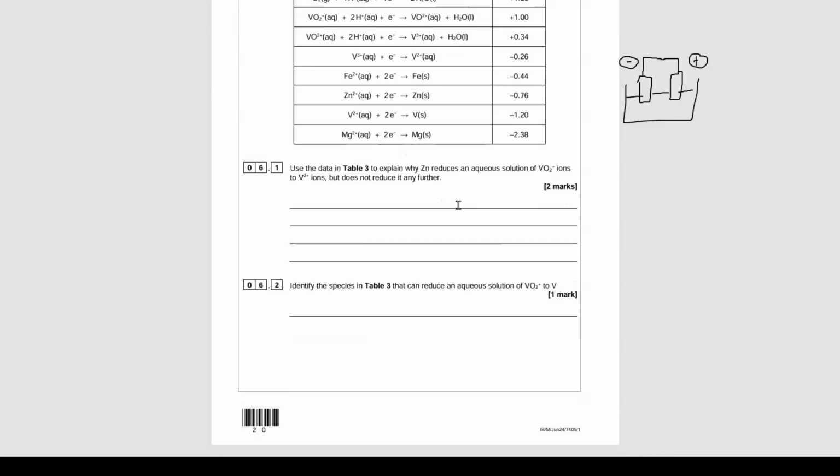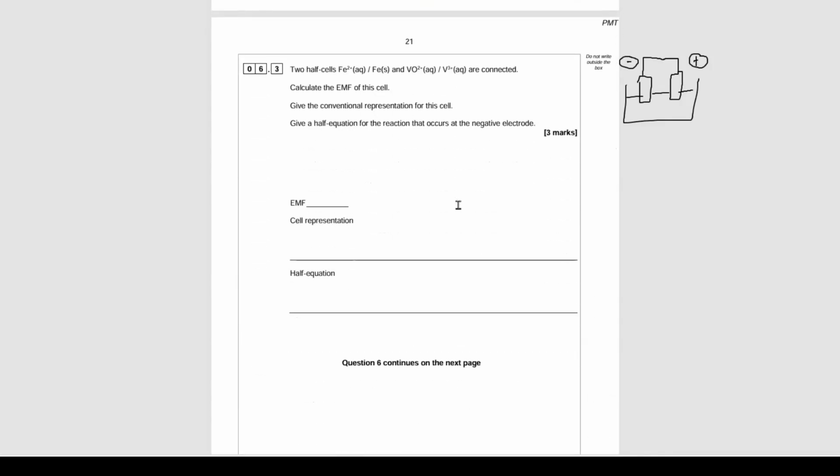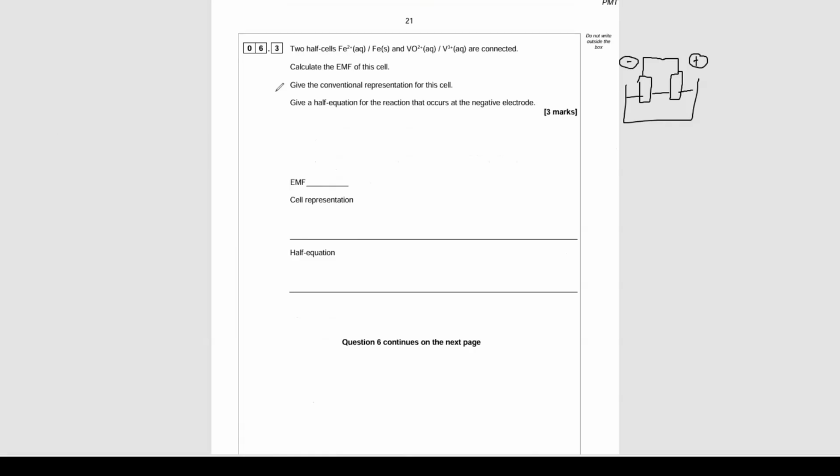Right, okay, let's zing back down. The iron is minus 0.44, and that is plus 0.34. So, the iron was minus 0.44. You know what I mean. It's just my brain can't hold information for very long. Minus 0.44. And over, we're going to put the positive one over here, which is the VO2+/V3+. And I believe that was plus 0.34.